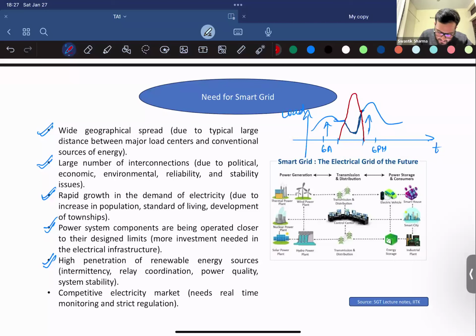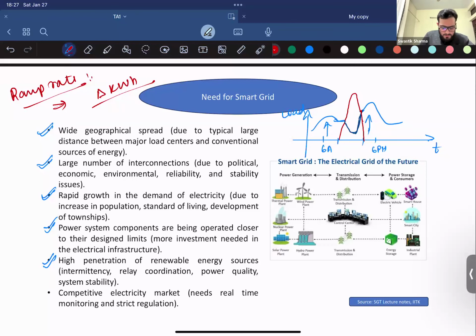What are ramp rates? For a conventional power generation, the ramp rate is the increase in, or I should say, delta kWh, that is, the increase or change in generation per unit time. This is the ramp rate of the system. So here you can see the ramp rate is huge, this and this.